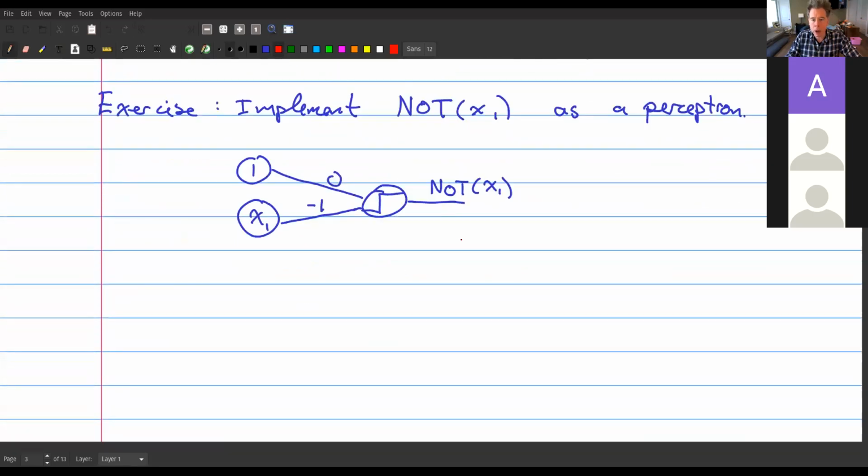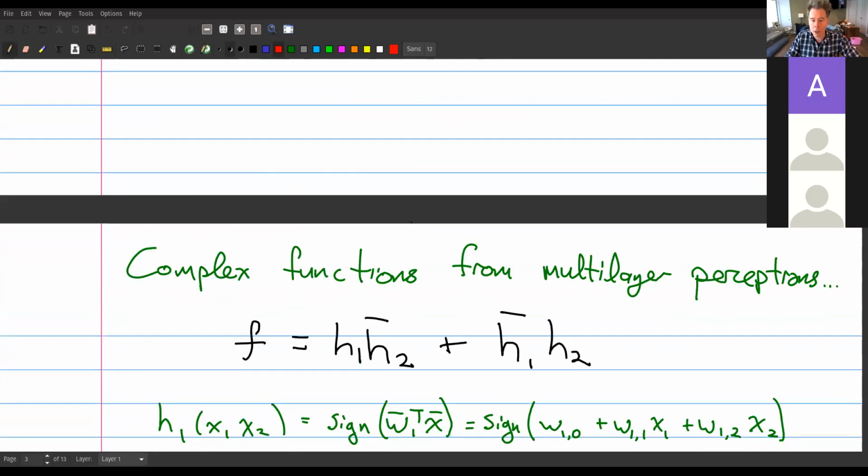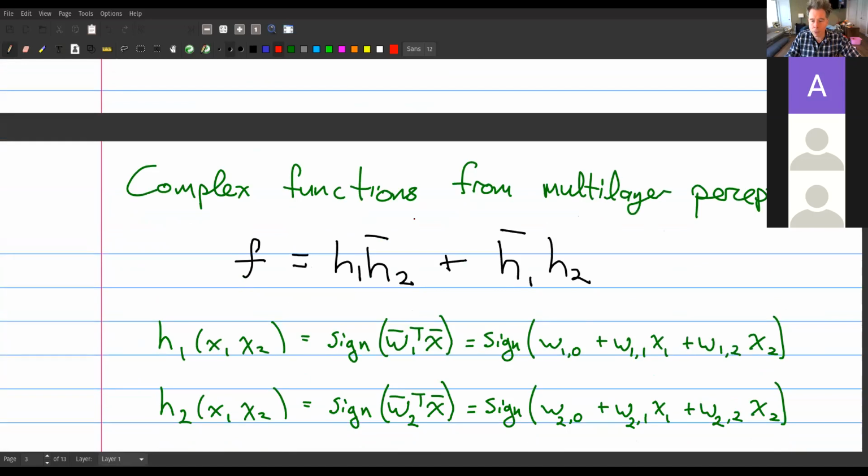So here's how you can do not. Not is, the bias weight is just 0, and you just negate, you just make it negative. So if this is plus 1, it becomes minus 1. If this is minus 1, it becomes plus 1, and then you take the sign, and the sign of plus 1 is plus 1, and the sign of negative 1 is negative 1. So this implements not. So now we can do logic with perceptrons. So you can put all of this stuff together.